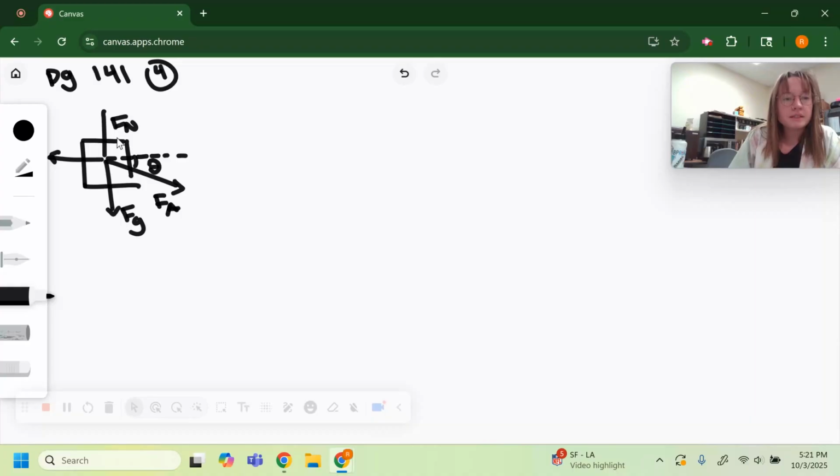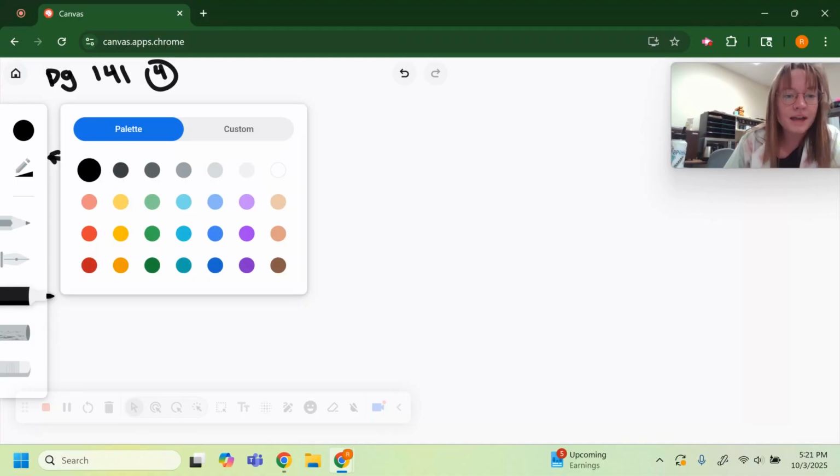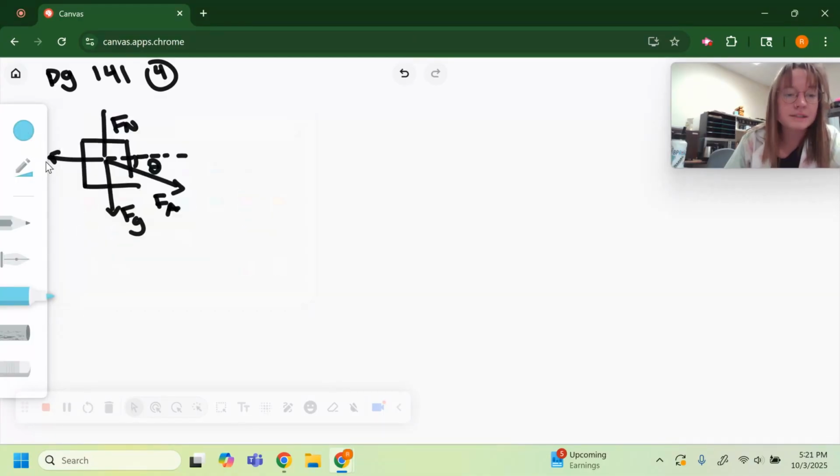Now let's talk about the size of each of these forces. First, let's look in the x direction. When I read this problem, there were 2 words that popped out at me, and those 2 words were constant velocity. Constant velocity means that I have no acceleration. That means that all of my forces going to the right have to cancel out with all my forces going to the left. I'm going to use a light blue here, a cyan, excuse me.